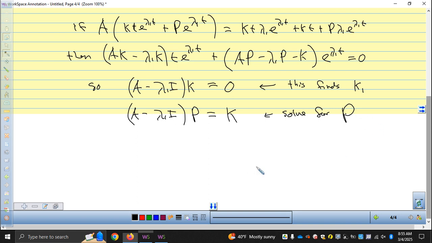So it's not a difficult process. We've been doing this process. Here we just have another system of equations. So let's look at an example of this.